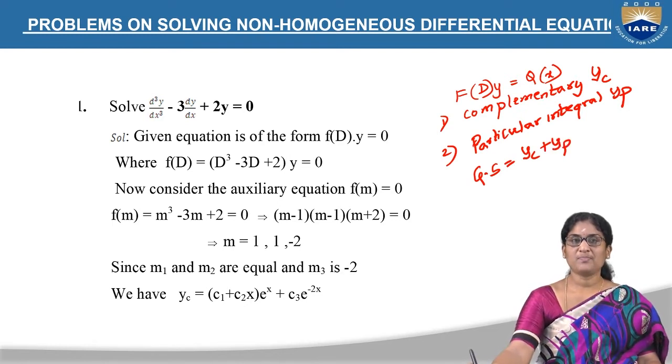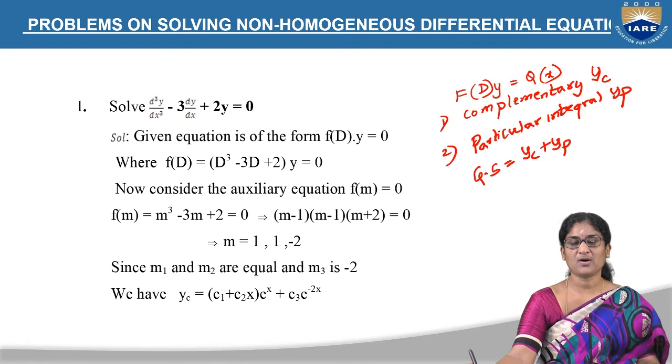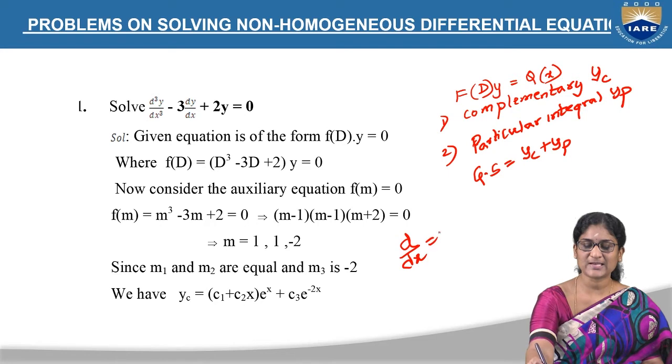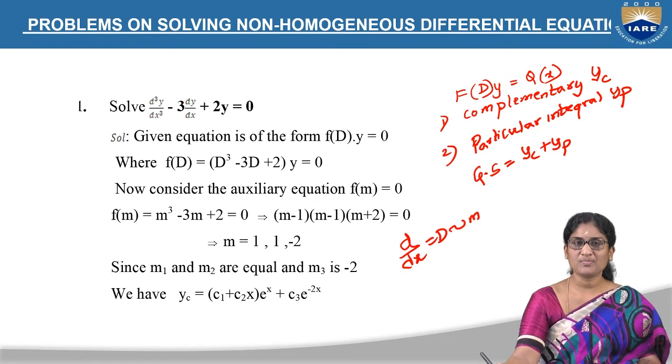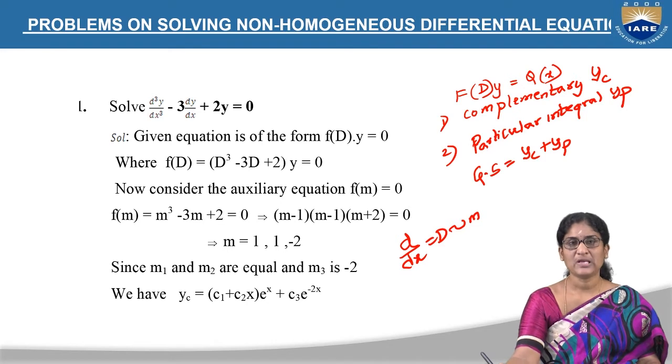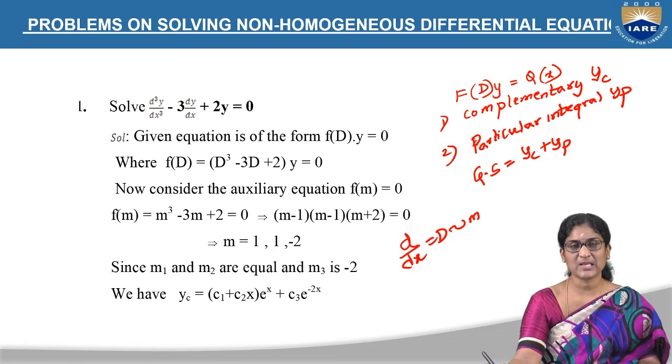Now, to get the complementary function, we have to equate the auxiliary equation to 0. So, how to get the auxiliary equation? The auxiliary equation is obtained by replacing the d by dx, which we are representing as D, in terms of m, so that we get a polynomial equation in terms of m. That polynomial equation has to be solved for its values, and the number of values will be based on the degree of the polynomial equation, and these values will give rise to the complementary function for the given non-homogeneous equation.